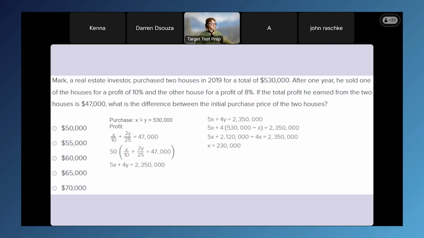But we still know that x plus y, the original purchase prices, equals 530,000. So that means the other house must be 300,000. And since we are looking for the difference between the initial purchase price of the two houses, then we can just say y, the bigger one, minus x, is 300,000 minus 230,000 is 70,000. So our best answer is E.